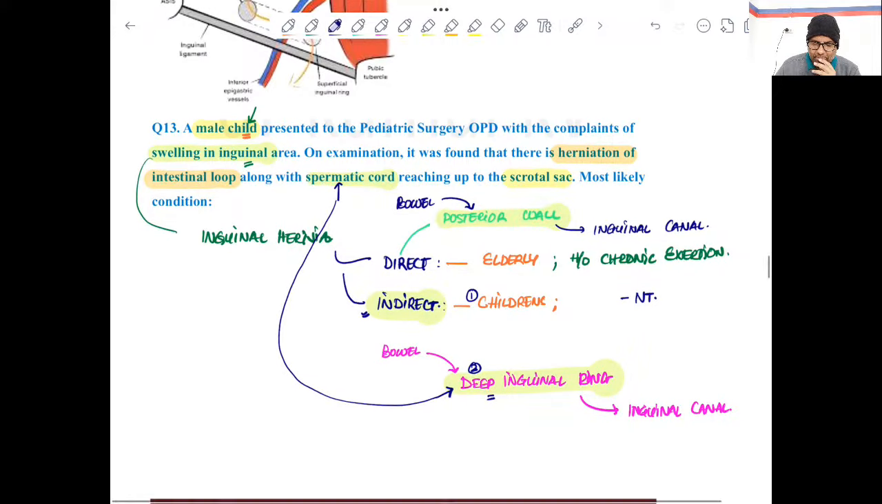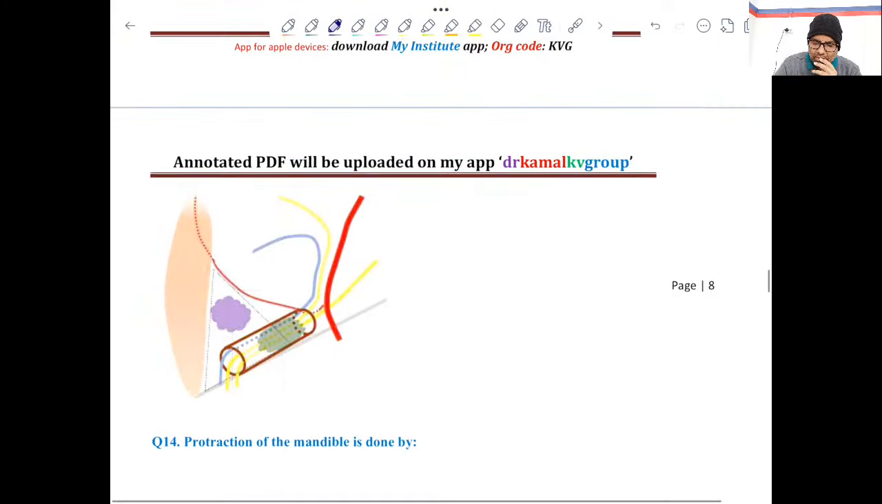Dr. SK, absolutely right. Then moving forward, okay, we can just see the image here.